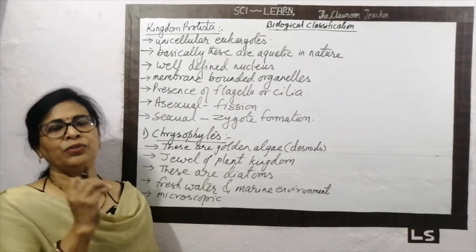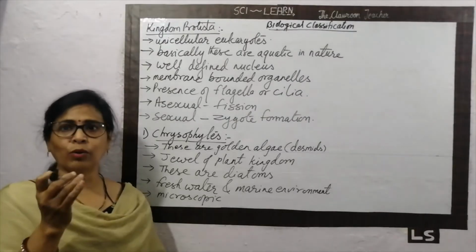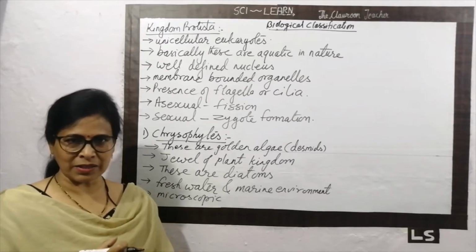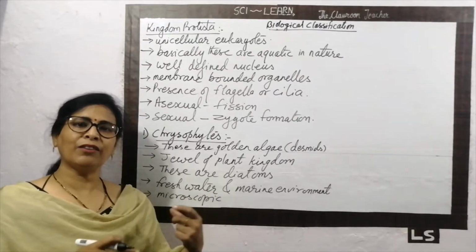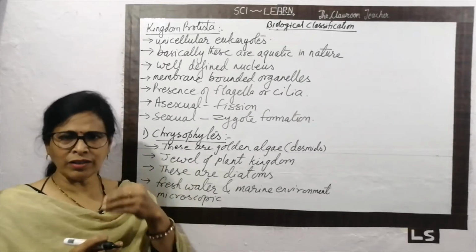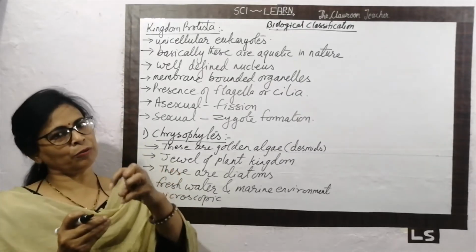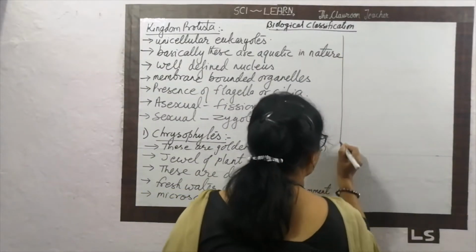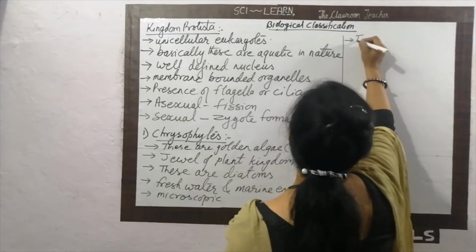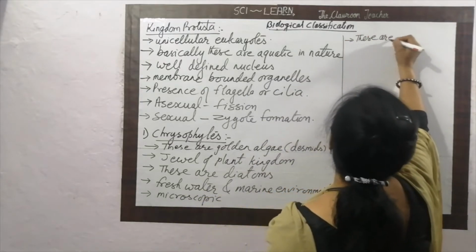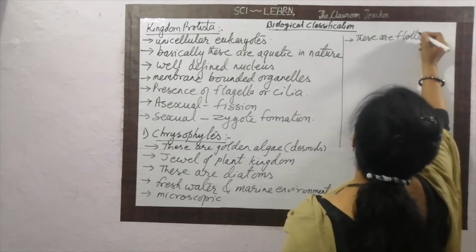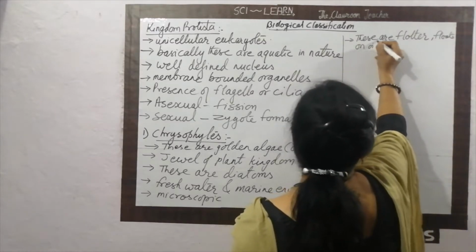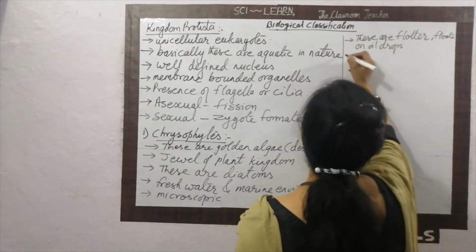They are the floaters of the water current. They do not have a proper locomotory organ; no flagellum is there. But they are floaters. Why are they floaters? On the oil drops present in the water, they are able to float from one place to another. These are floaters. They float on oil drops, but no locomotory organs are present.